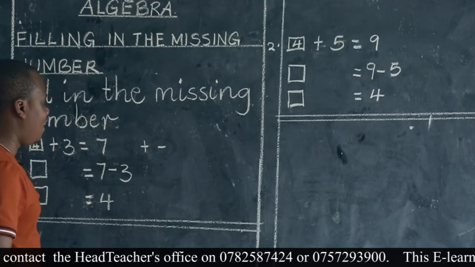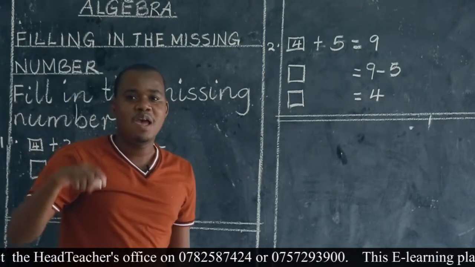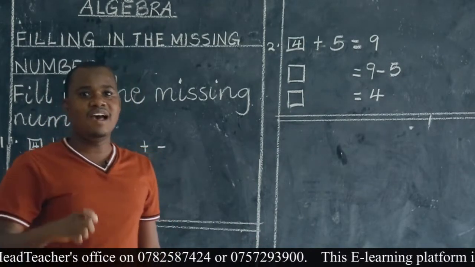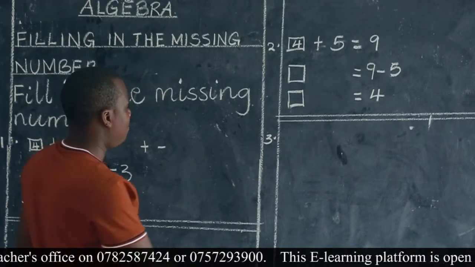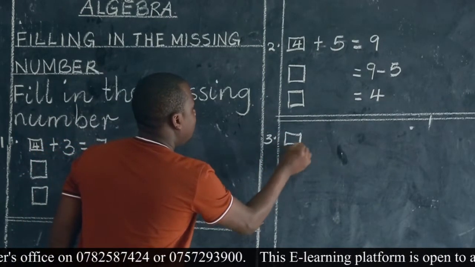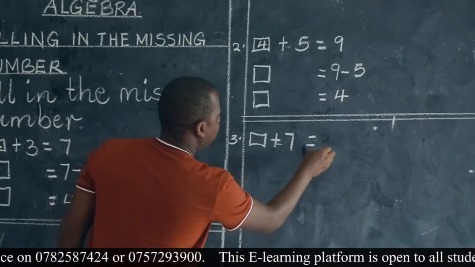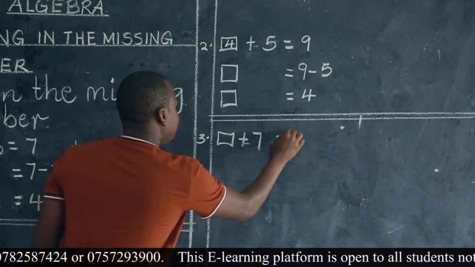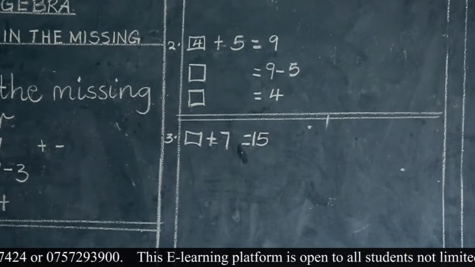I'm giving the very, very last example. Then after this example, I'm going to give you one number to try, and we see the answer you are going to get. Number 3, I have a box plus 7 equals to 15. A box plus 7 equals to 15.